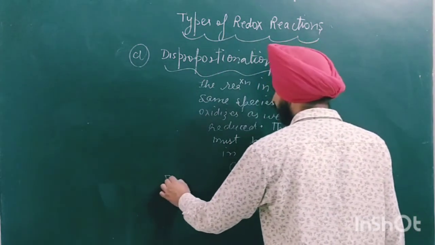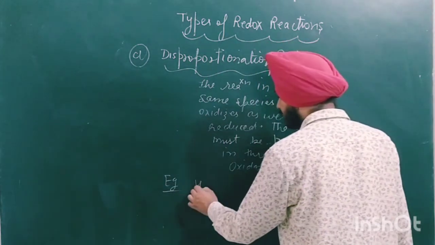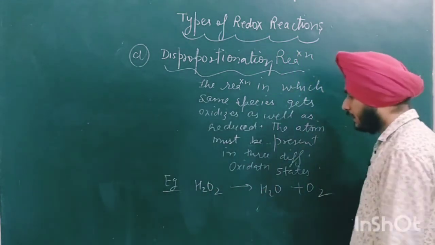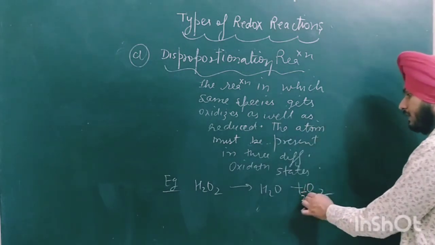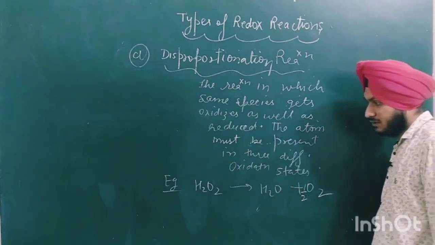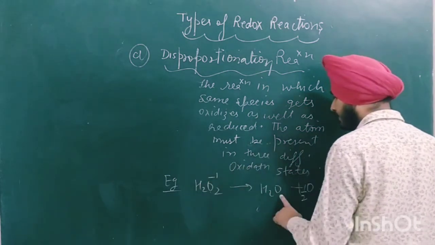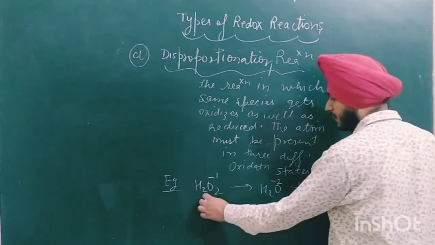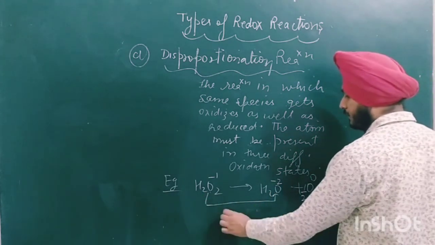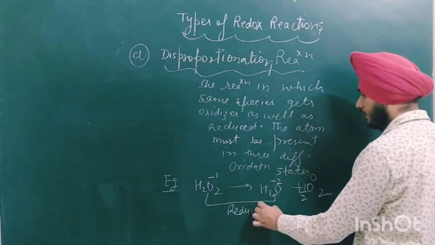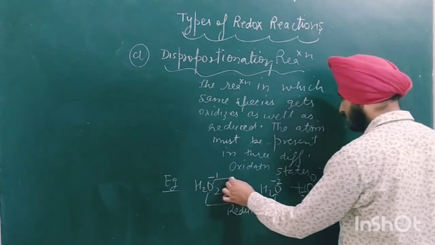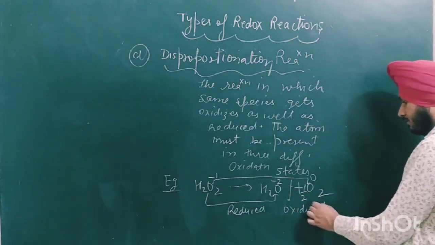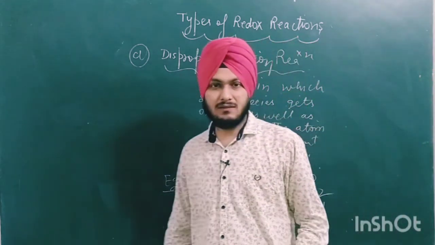A very important and simple example is the decomposition of H2O2 into water and O2. Here oxygen is present in three oxidation states. In H2O2 oxygen is in -1, in water we have -2, and in O2 it is in 0. So from -1 to -2 it is getting reduced, and from -1 to 0 it is getting oxidized. This is a very good example.